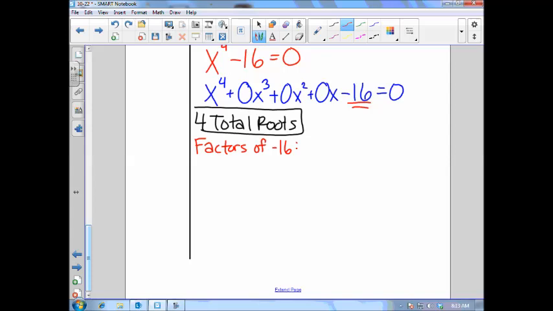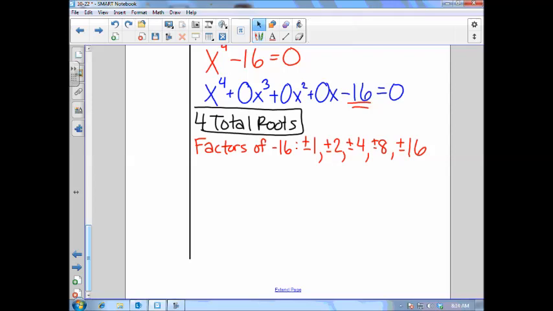Okay, list all factors of negative 16. You should have plus and minus 1, what would be next? Plus and minus 2. Good. And good. 16. So in reality, we have 10 factors of negative 16.